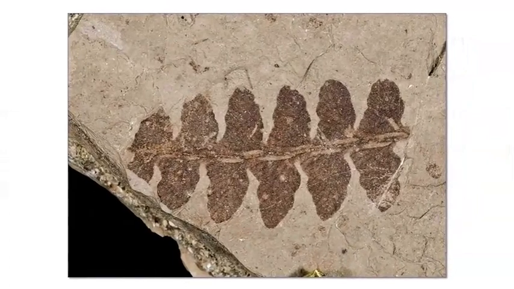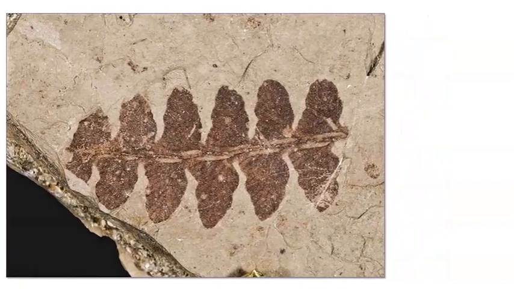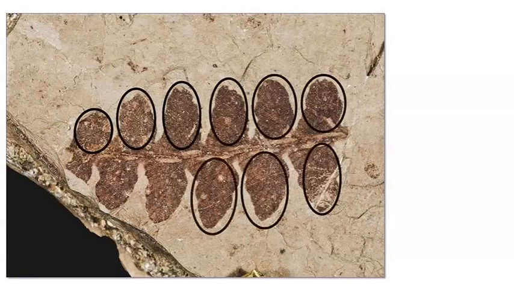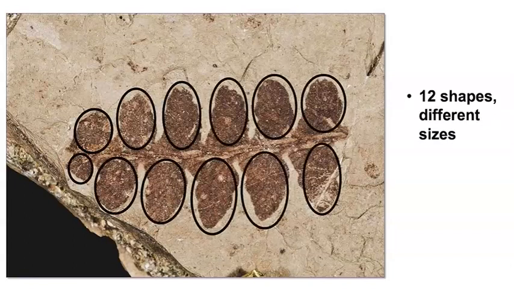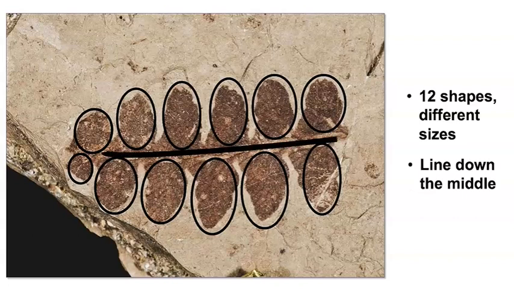This is an interesting one. I see 12 parts that have similar shapes, but they're different sizes. I'll write that down. They all seem to be attached to this line down the middle. What does this fossil look like to you? Could the line be a stem? Oh, and maybe those are leaves attached to the stem. This must be a plant of some kind.